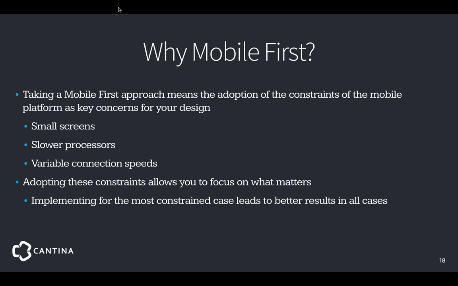By starting with mobile screen, we can ask ourselves some interesting questions, like content priority. What really matters on the page? How do we order it? How do we reorder it as we start to grow outside of that view? What do we do when we don't have a fast processor?